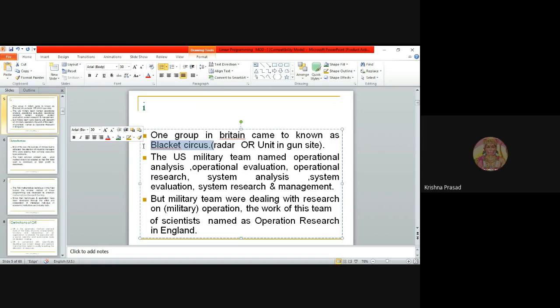Can you split the same word into two words? Research.